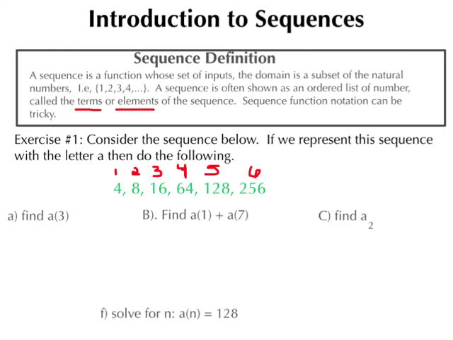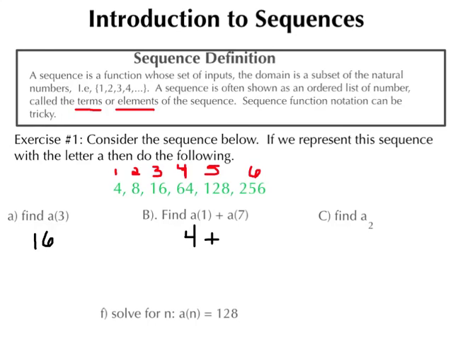Now let's go ahead and understand what A is asking us. A says find, now listen to the wording, A sub 3. What does A sub 3 mean? That means the third term. So what is the third term? The third term is 16. Let's look at B. It says find A sub 1 plus A sub 7. So A sub 1, what is the first term? It's 4. Plus A sub 7.